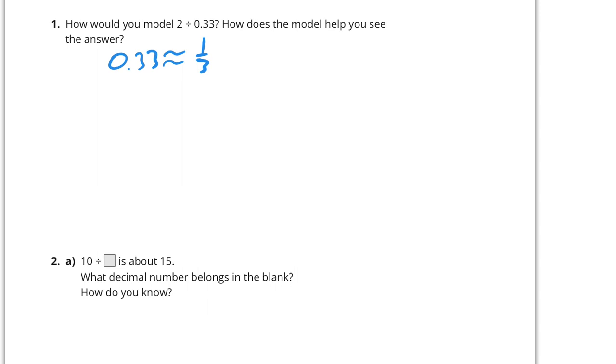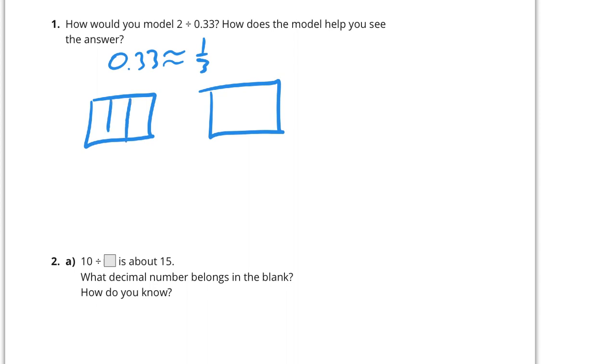If I have two things, so I'm going to draw, here's one thing, one whole, here's my second whole, try and draw it approximately the same size, and I'm dividing it into thirds, right? I'm going to see how many thirds do I get. So I'm going to cut it into thirds. And how many do I get? Well, I can see I get 6/3. So 2 divided by 0.33 is going to get me 6, right? It's saying how many of these fit into 2? Well, 1, 2, 3, 4, 5, 6. 6 of them fit in.